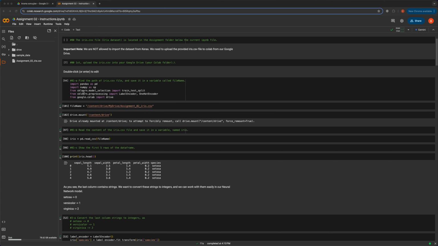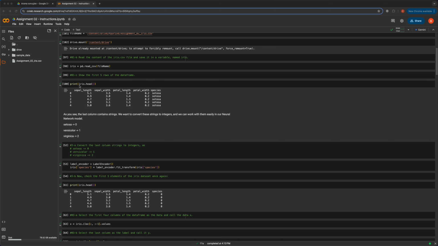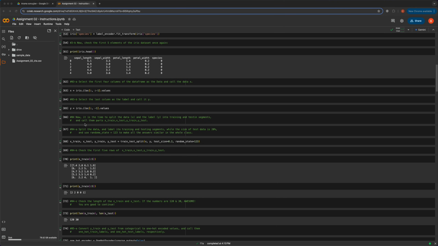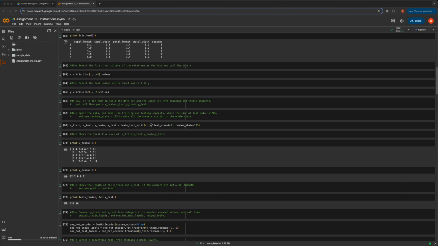There are some necessary libraries, and then we print the first 5 rows and keep going to the label encoder here. As you can see, the species column contains categorical values: Setosa, Versicolor, and Virginica. Since neural networks work with numerical data, we need to convert these string labels into integers, right? And then we split the dataset into input features X and the label Y. The first 4 columns represent the features, while the last column is our target label.